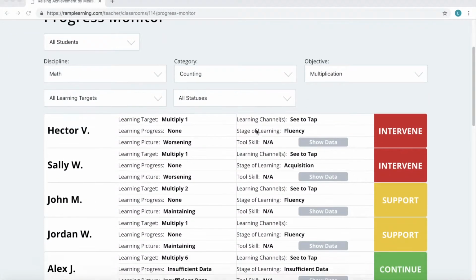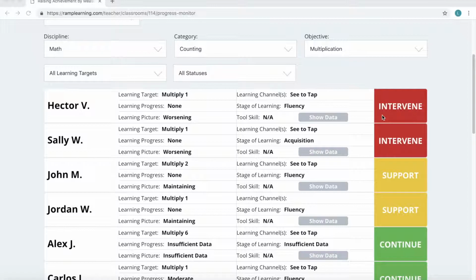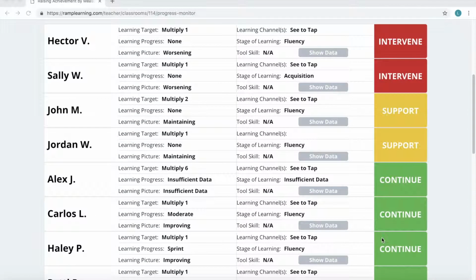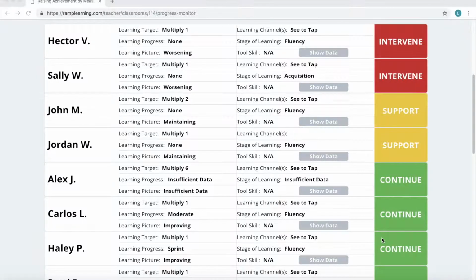Students with the most urgent need, those who are actually getting worse, appear in red, prompting the teacher to immediately intervene. Students not improving, but who are maintaining, are identified with the word support in yellow and also need help. Students making progress need to be encouraged and continue what they are doing until they can reach mastery.